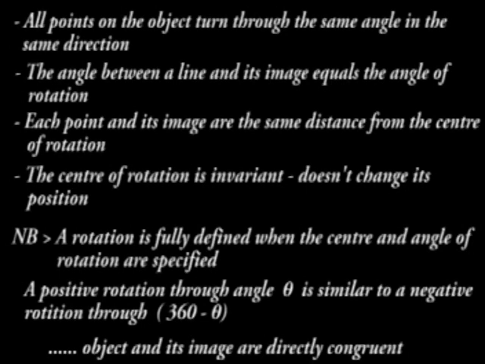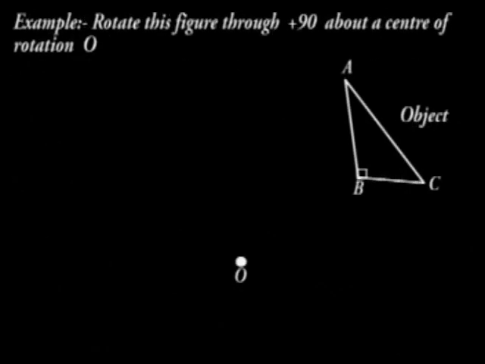An example: rotate the figure below through positive 90 about the center of rotation O. We follow the following steps. Join point A to O. At O, construct or measure 90 degrees anti-clockwise and draw the line from O. Measure OA. Take the same distance along the new line. This is A prime. That is, OA is equal to OA prime.